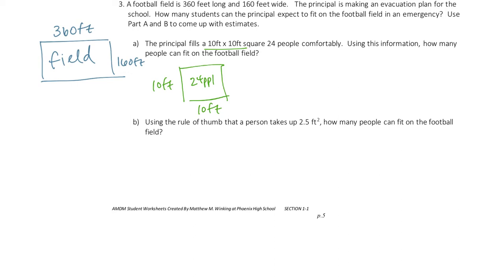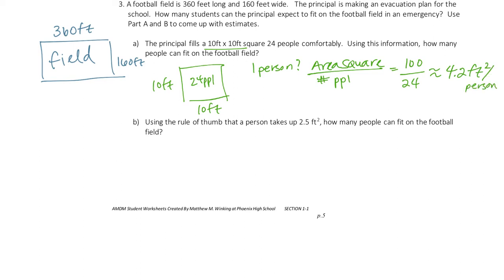So just like before, what we're going to first need to figure out is how much one person takes up. So to do that, that's the area of the square, which is, what is 10 times 10? 100, over the number of people that can fit in the square, which was 24. So each person takes up about 4.2 square feet per person.